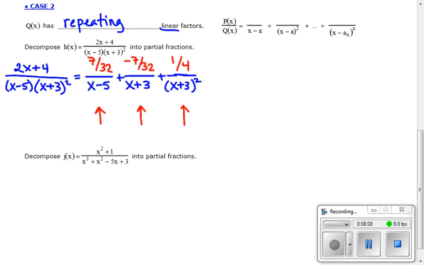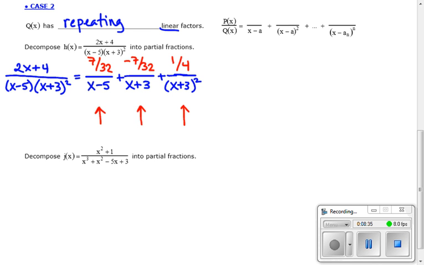So it takes a little bit more work. The main difference is that you have to add one more fraction for any repeating factors. And then when you plug in, you might plug in two nice values, but then you just have to come up with your own third value to substitute in and solve for the missing variable, A, B, or C. All right, so just like before, let's practice one more at the bottom.